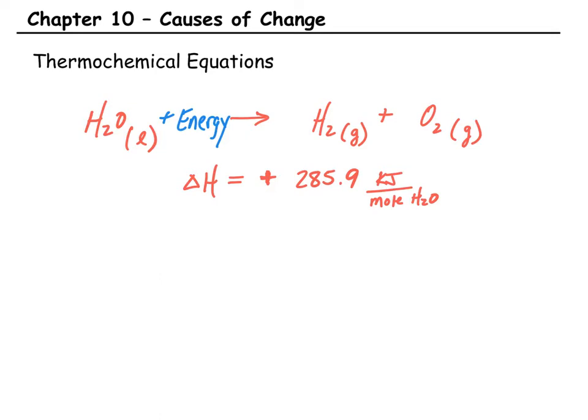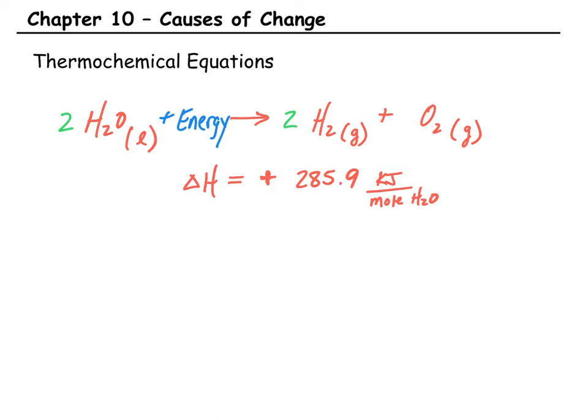Because delta H here is positive, we have to put the energy on the right-hand side. We could just as well write in the actual amount of energy, but then we have to take into account that this delta H is per 1 mole of H2O. So first we balance this equation: I would add a 2 in front of H2O and a 2 in front of H2, and then it's balanced.